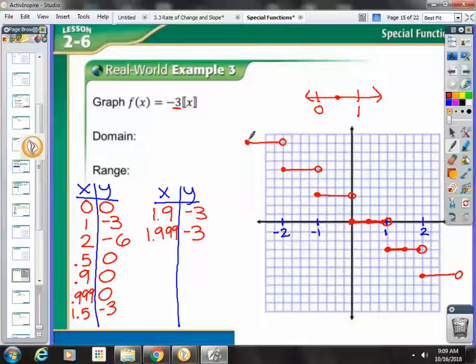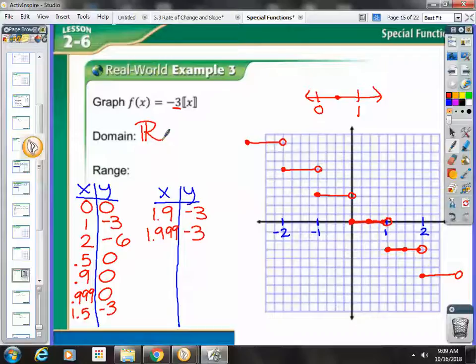What would you say the domain is? All numbers. Do you think it would ever not be all numbers? I don't either. I think it's always going to be all numbers because remember, we don't have any restrictions. We can put whatever we want in for x. The domain is all numbers.